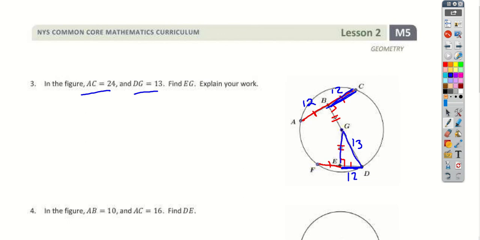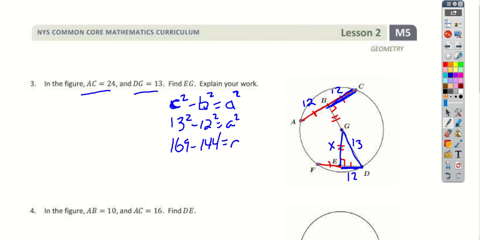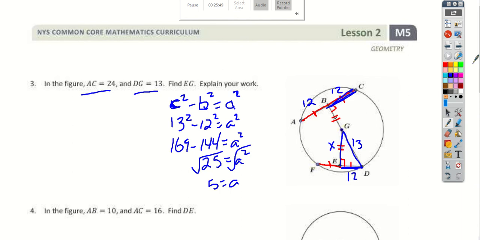And here's our right triangle to help us find EG. So we're looking for a leg again. So we're going to do the old c squared minus b squared formula. If you guys just want to use a squared plus b squared, please, by all means, do so. 13 squared, c, minus 12 squared. Now, if you got your calculator, 169 minus 144 is 25. And we all should know by now that that's equal to 5. And that's the length of EG. All right.